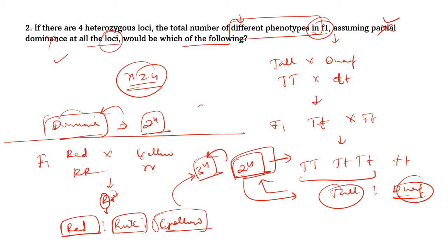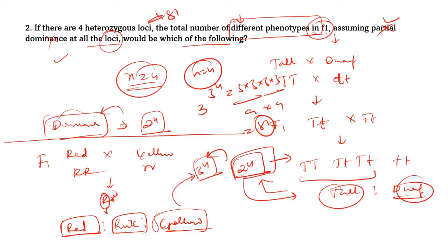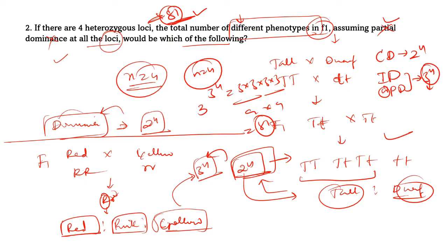Since they have given the n value as 4, it will be 3 power 4. So 3 into 3 into 3 into 3, which is equal to 9 into 9, that is 81. So the answer would be 81. Just remember, if they are asking for complete dominance, the total number of different phenotypic classes possible is always equal to 2 power n. If they are talking about incomplete dominance or partial dominance, this will be 3 power n. Why 3 power n? I already explained this, right? Okay, I hope this is clear.